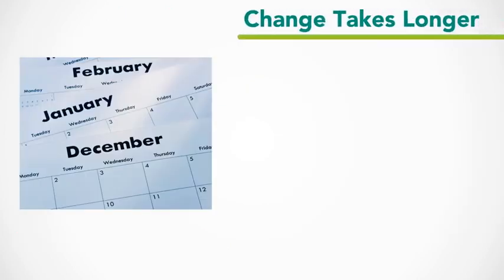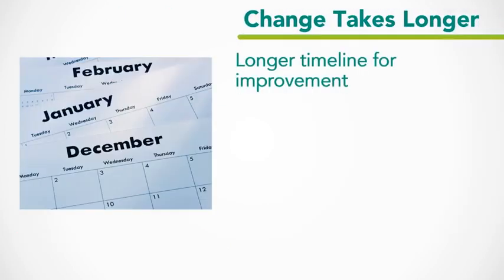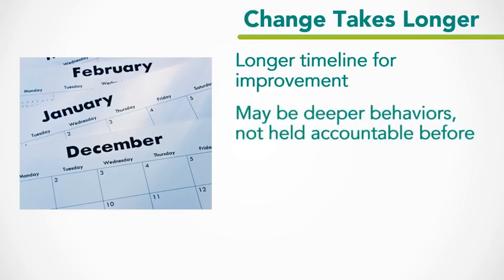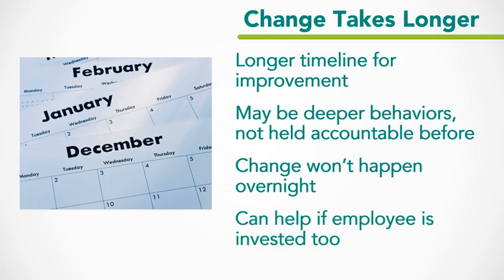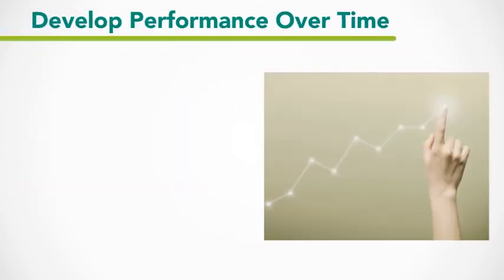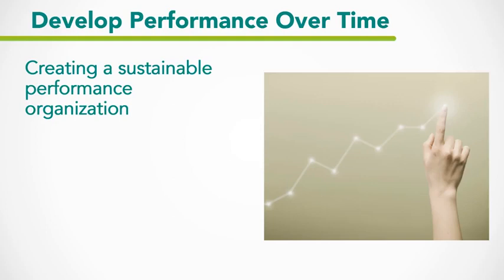There is always going to be a longer window for improvement here. So if I am working with someone who has a tendency to exaggerate the facts, that could be a behavior that they've had since they were 7 years old. And no one's ever really held them accountable to changing that behavior. So it's probably not something that will happen overnight, but if I'm invested in this employee, I can probably help them make that change, assuming they're invested as well. And so this really is about developing performance over time and creating a sustainable performance organization over time.